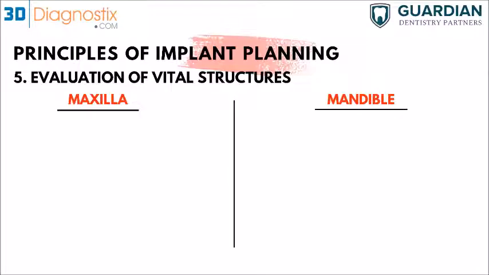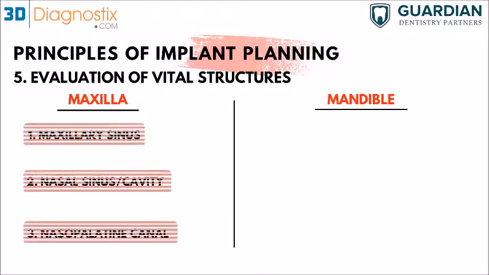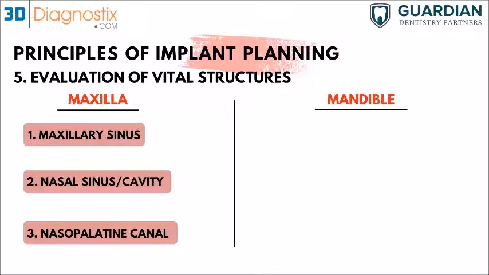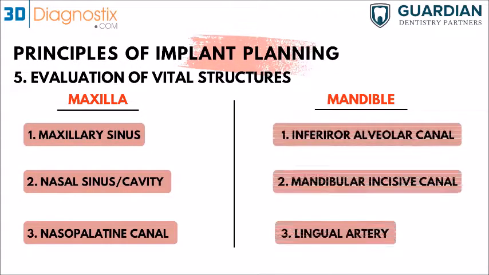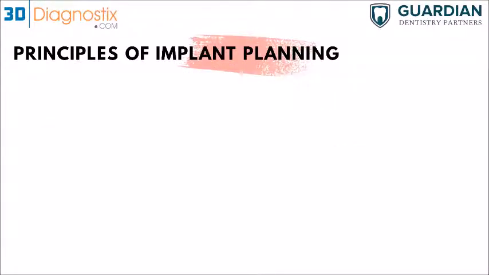Okay, so evaluation of vital structures. We all know, of course, the vital structures we have in the maxilla: the sinus, the nasal cavity, and the nasopalatine canal. For the mandible: the inferior alveolar canal, the mandibular incisive canal, and the lingual artery. This is something we always take into consideration when we plan, especially for molar sites, where we want to make sure that the implant's not too close to the nerve.